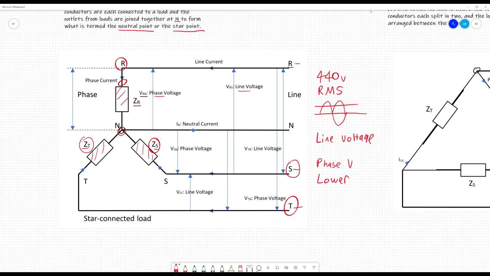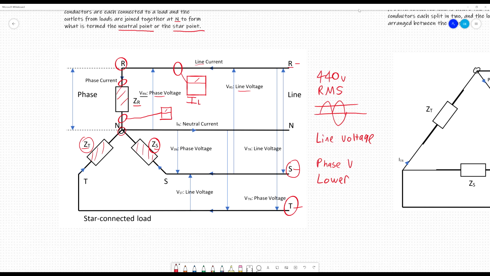Now, as well as voltage in a circuit, we also have current. And just like we have phase voltage and line voltage, we also have phase current and line current. If I put a clamp meter on phase R here, and I measure the current flowing in it, it's going to be a certain value that I'm going to call I for current. Remember, I is always used for current. Line, IL.